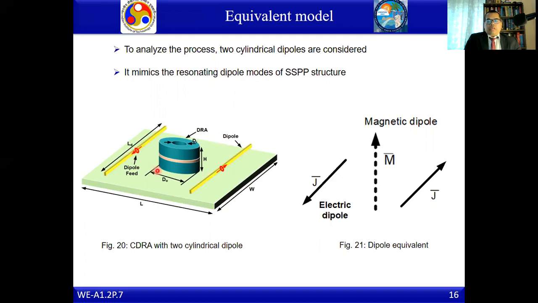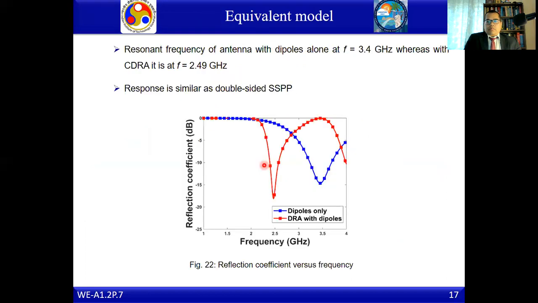So the total equivalent model could be this: the cylindrical ring DRA, due to the circular flow of the current here, we can assume to be a magnetic dipole, and these two side electric dipoles have opposite current directions. So this is the equivalent model of the proposed cylindrical ring DRA along with the double-sided SSB structures.